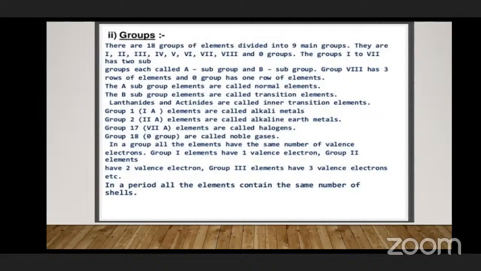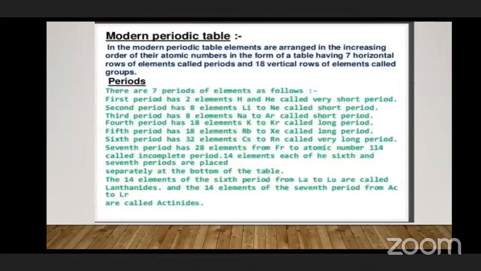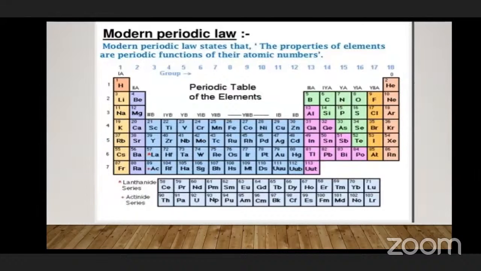So 8 plus this 0, in total how many groups are there? 9 main groups are there. And the groups from 1 to 7 have 2 subgroups each, called A subgroup and B subgroup. Group 8 has 3 rows of elements and the 0 group has 1 row of elements. Means what? Once you observe the periodic table, students, if we give Arabic numbers, the total groups we consider are 18.